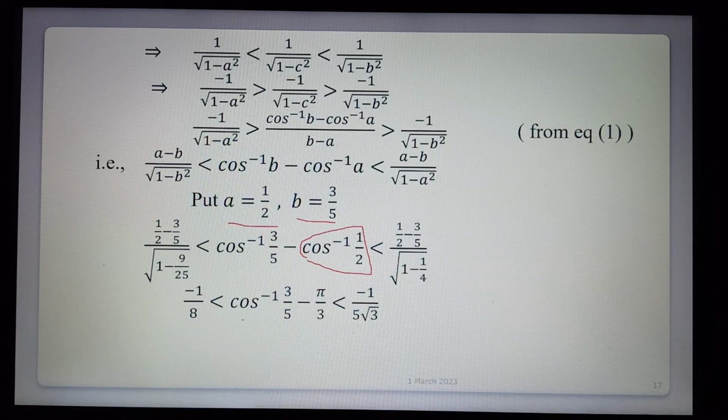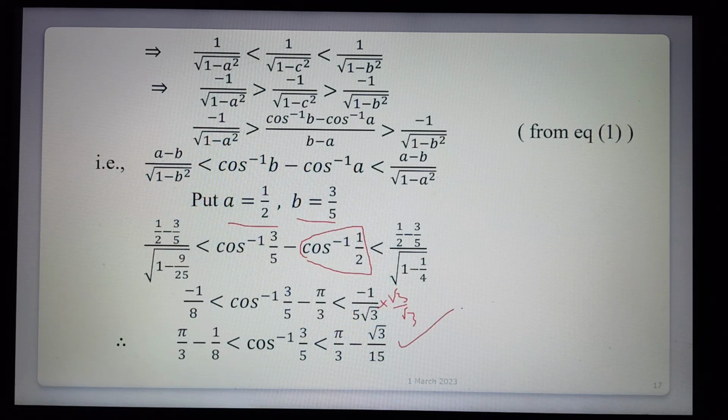Now adding 5/3 on both sides: 5/3 − 1/8 < cos⁻¹(3/5) < 5/3 − √3/15. Here we rationalize by multiplying with √3/√3, which gives √3/(3×5) = √3/15. So this is the required result of the given problem.